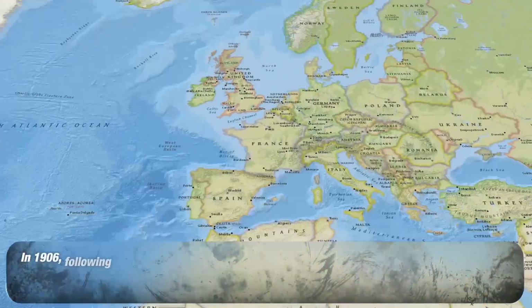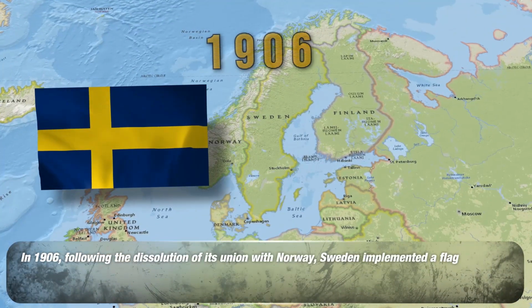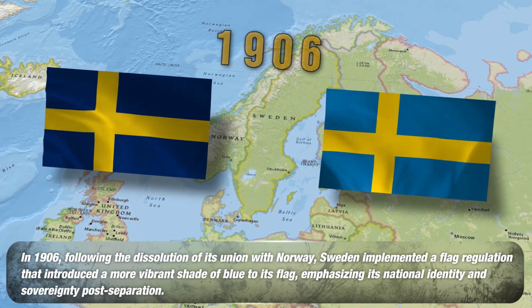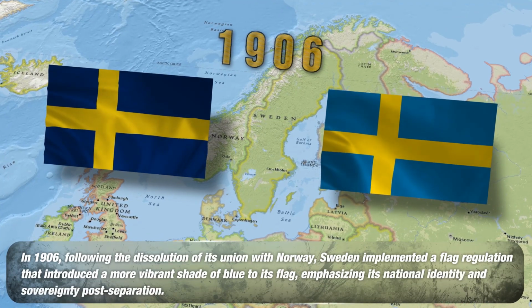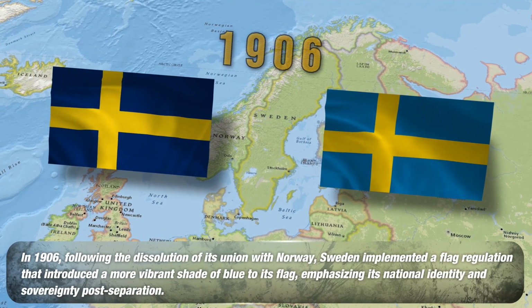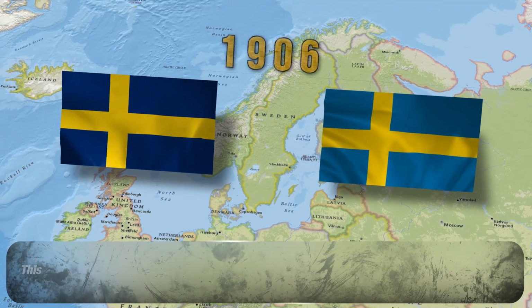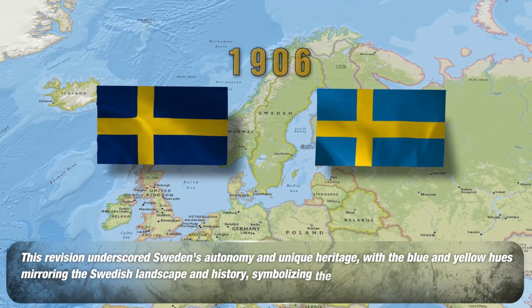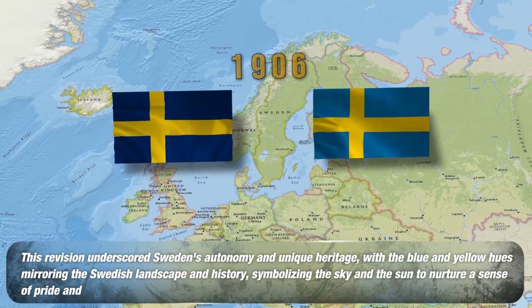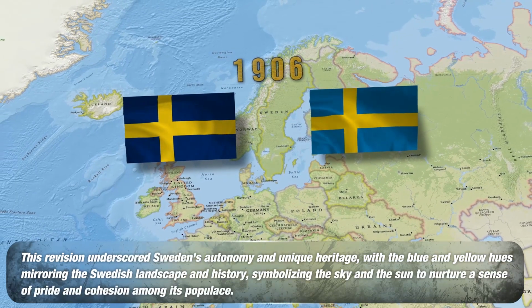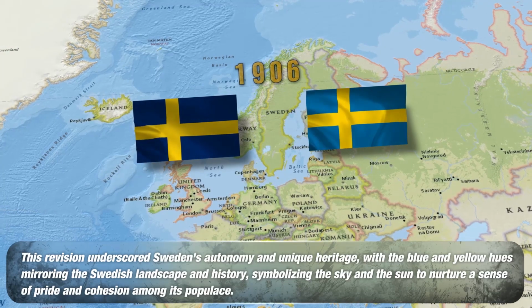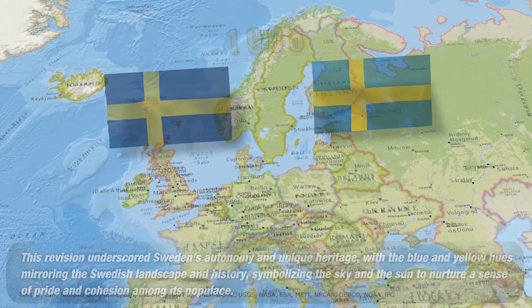In 1906, following the dissolution of its union with Norway, Sweden implemented a flag regulation that introduced a more vibrant shade of blue to its flag, emphasizing its national identity and sovereignty post-separation. This revision underscored Sweden's autonomy and unique heritage, with the blue and yellow hues mirroring the Swedish landscape and history, symbolizing the sky and the sun to nurture a sense of pride and cohesion among its populace.